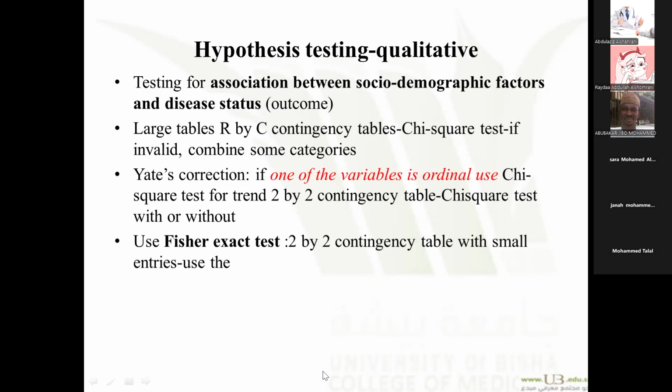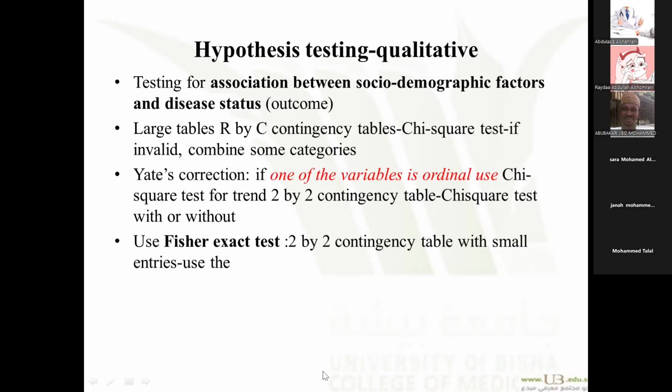Now, if one of the variables is ordinal, you use chi-square for 2x2 contingency or chi-square for trend. However, sometimes the Yates correction will help you to accept the chi-square value as if it was the original way that was done. Another way of handling the data to be able to do a chi-square test without any problem is when you have to apply the Fisher exact test.